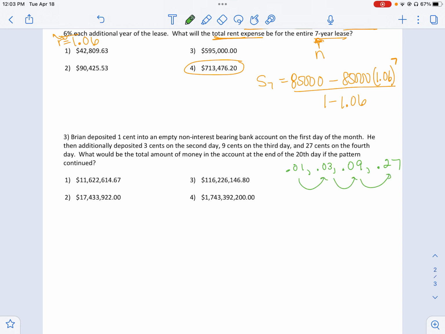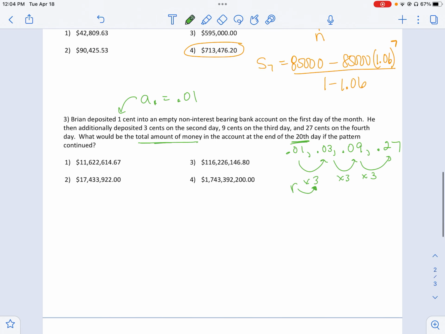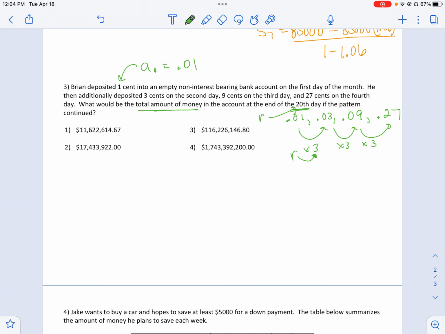But there is a common ratio here of times 3, making it a geometric sequence. Therefore, to get the sum at the end of the 20th day, how much money was put in. Again, they have total amount of money, reminding you to use the summation formula on the 20th day. So the 3 is the rate, or your common ratio, I should be saying. Your A sub 1 is the 1 cent, but I'll use that as 0.01. And then we have 20 days, that's your N.